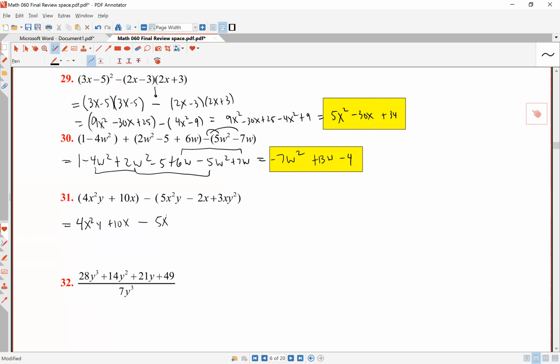Minus signs distribute across and change the signs. A plus and now a minus. 4x squared y minus 5x squared y is negative 1x squared y. 10x plus 2x is 12x. And then that xy squared isn't like anything, so we attach that minus 3xy squared.